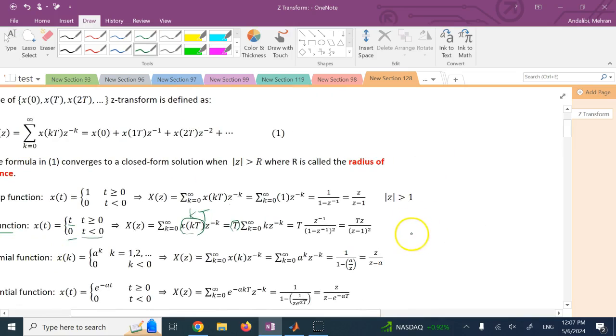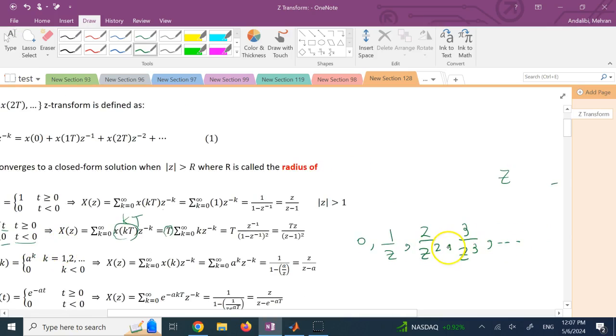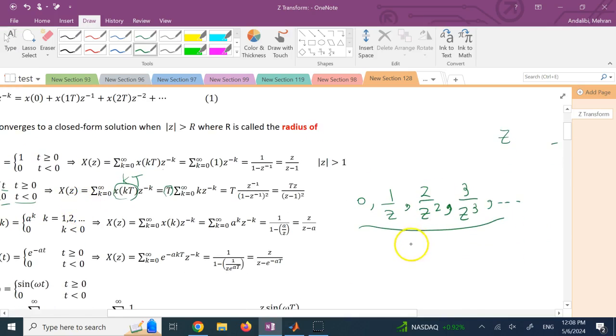So it is basically terms like, if k is 0, it's 0. But then the next term, when it's 1, it's 1 over z. Then you get 2 over z squared. Then you get 3 over z cubed, and so on and so forth. And if you know series, you know that the summation is going to be what? When you add all these terms together, that is an expansion of z over z minus 1 squared.